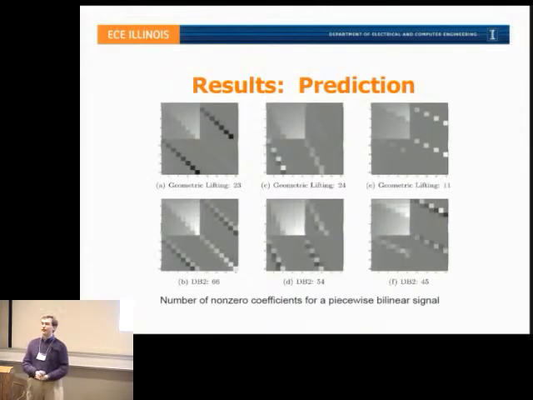So now we've designed these filters. How well do they work? Well, some things you can look at. Let's design a synthetic image that exactly fits our signal model. So it's 2 bilinear regions separated by a line at a known angle.